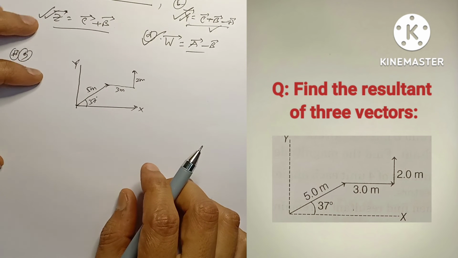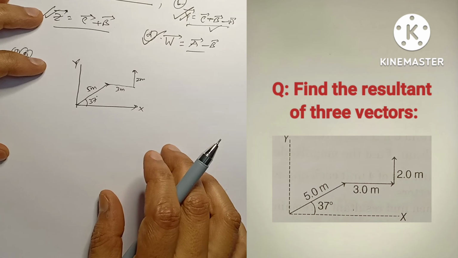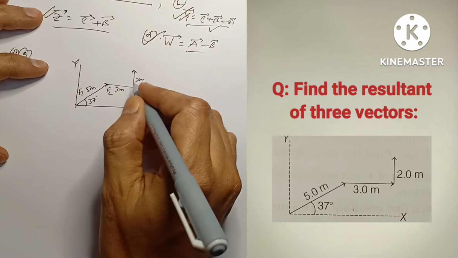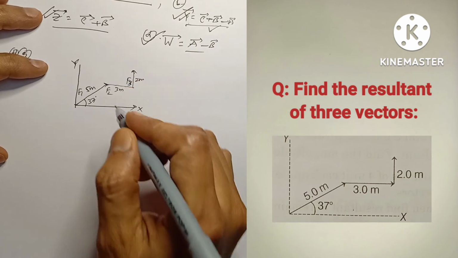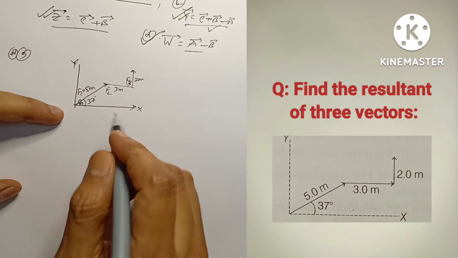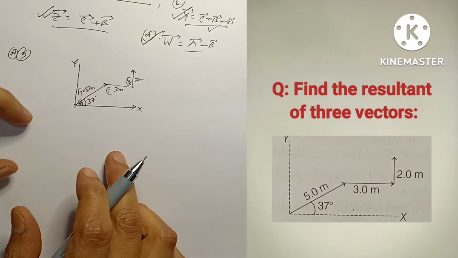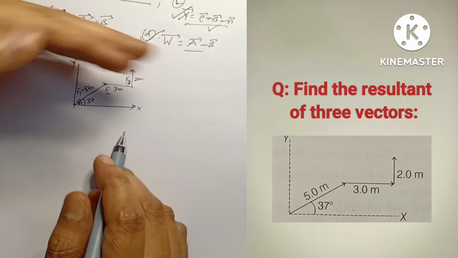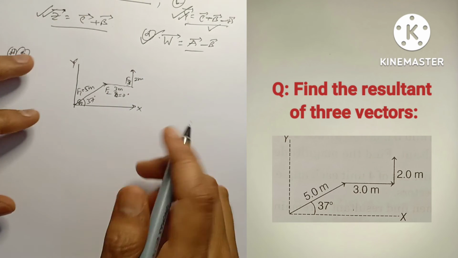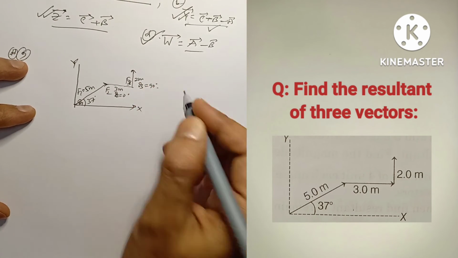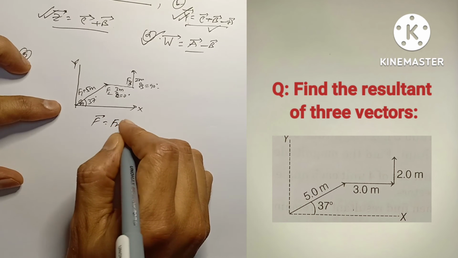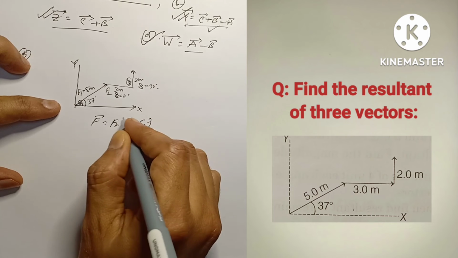Now in the next problem, find the resultant of the three vectors shown in the figure. Suppose this vector is f1, this is f2, and this is f3. Component-wise, f1 makes an angle theta 1 with the x-axis, and f2 is parallel to the x-axis, so theta 2 will be 0 degrees, and f3 is along the y-axis, so theta 3 equals 90 degrees. So you can find the resultant vector F equal to fx i cap plus fy j cap.